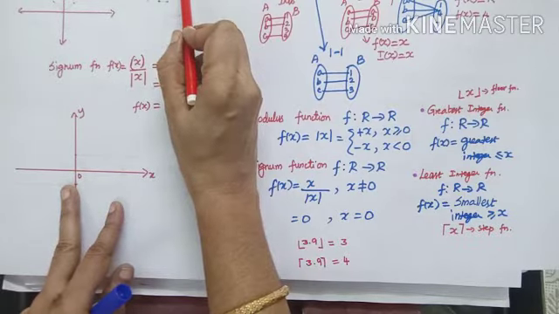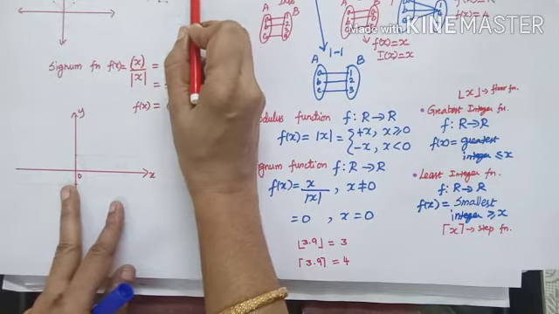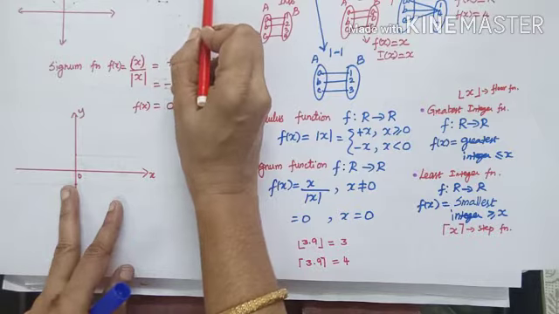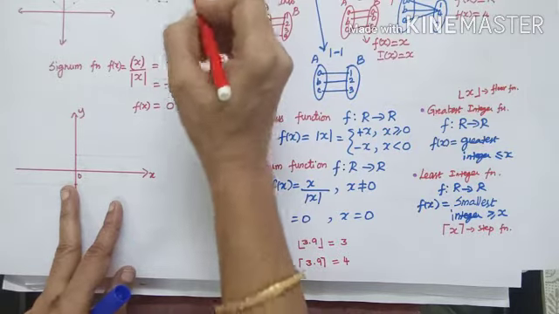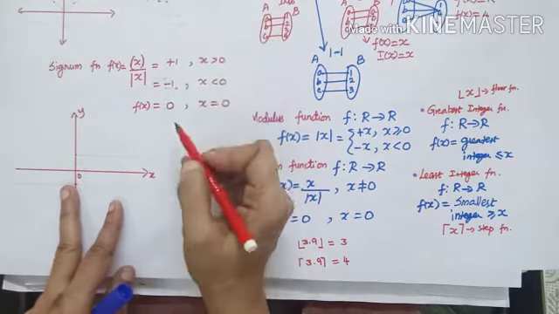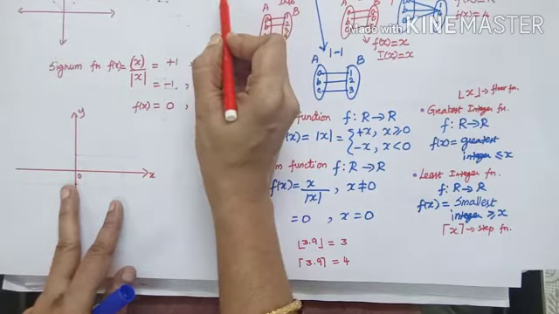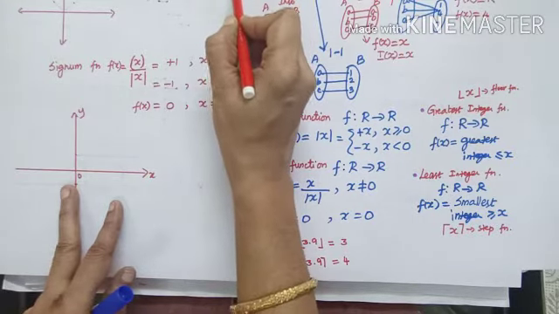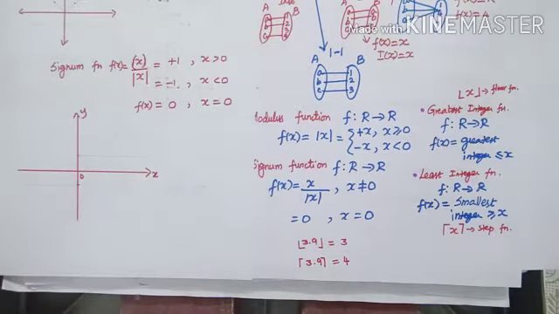I put 0, my answer is 0. I put 1, it is 1. Minus 1 I put also, my answer is plus 1. I put 2, my answer is 2. I put minus 2 also, my answer is plus 2.